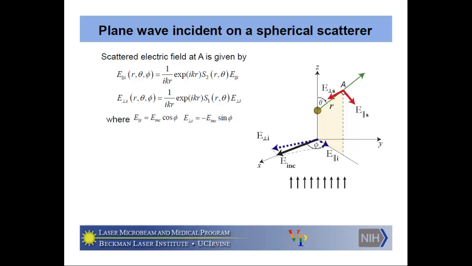Same thing for the perpendicular field. We get the S1, so that amplitude is different. This is what we get from Mie theory. And we can calculate the scattering field component, perpendicular and parallel component, at a given location.